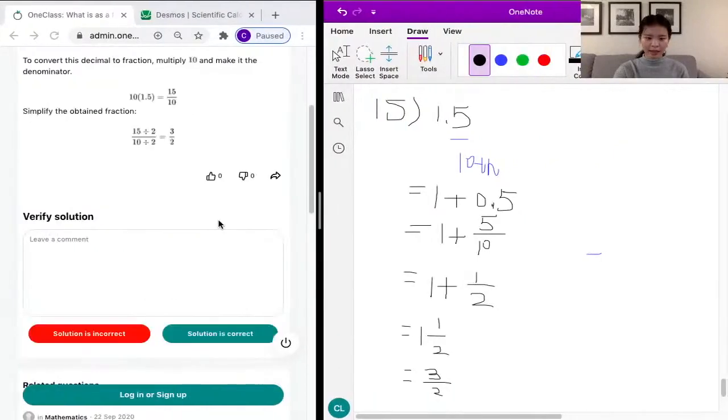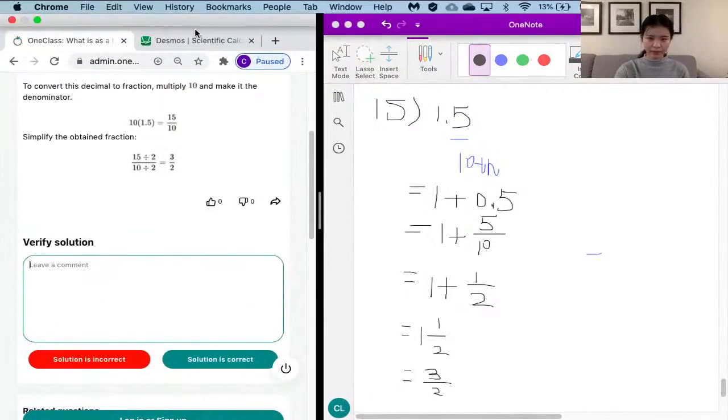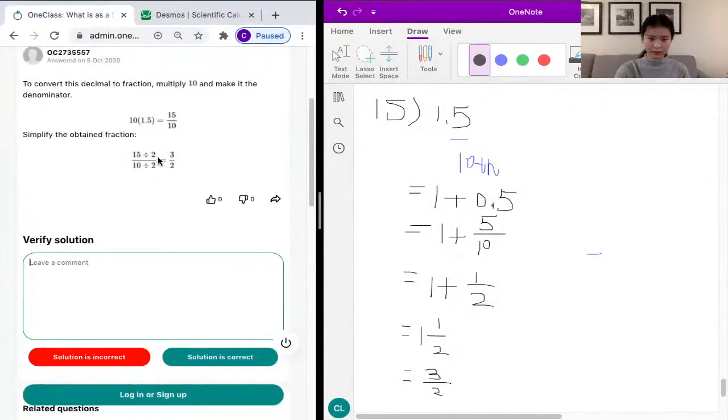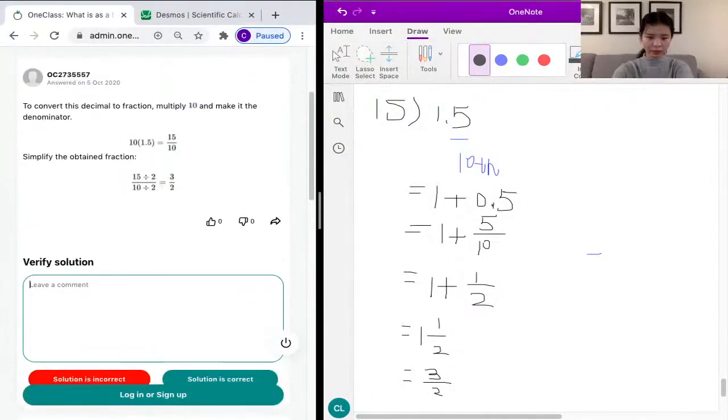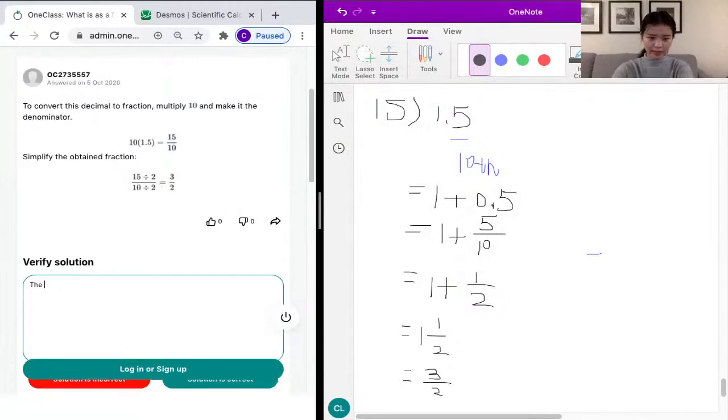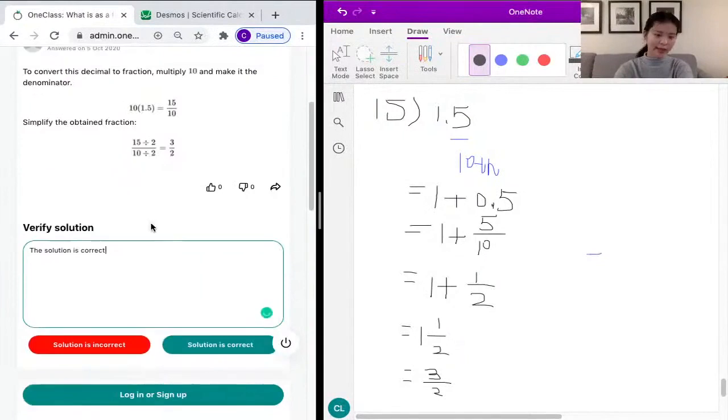Now, let's look at our sample solution over here. Our sample solution is correct. I think the way that I rated it is easier, but the solution is correct regardless. So let's just say the solution is correct. Good job.